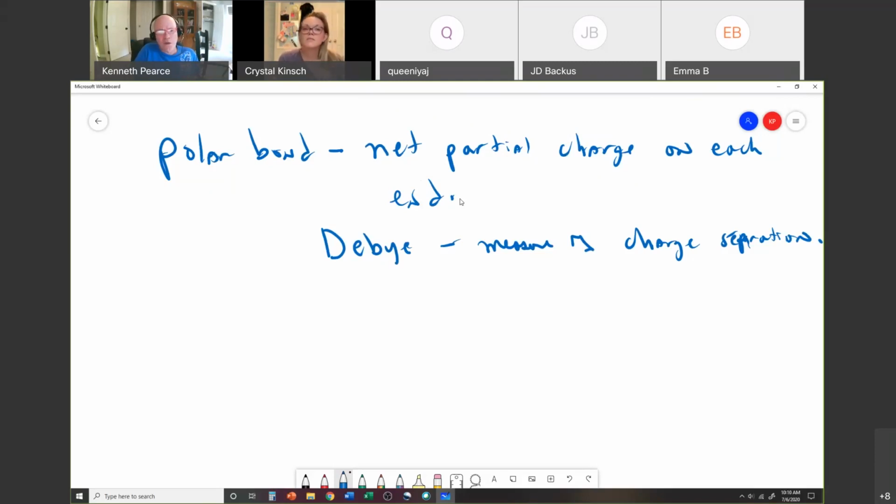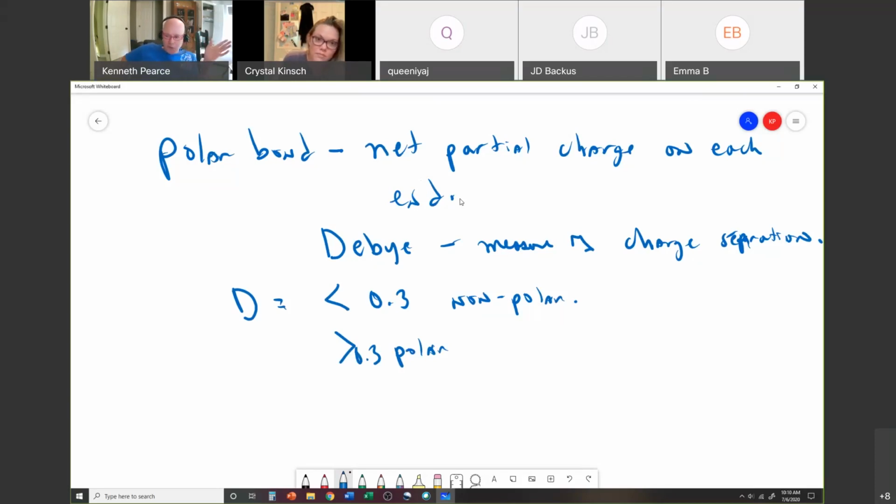Now, generally speaking, depending on who you talk to, something less than about 0.3 is considered nonpolar. That number differs depending on who you talk to. It's usually around 0.2, 0.3, thereabouts. Less than that is considered not polar. Now, greater than that is considered to be polar. These are just numbers that I'm throwing out here, okay? Like I said, it depends on who you talk to.